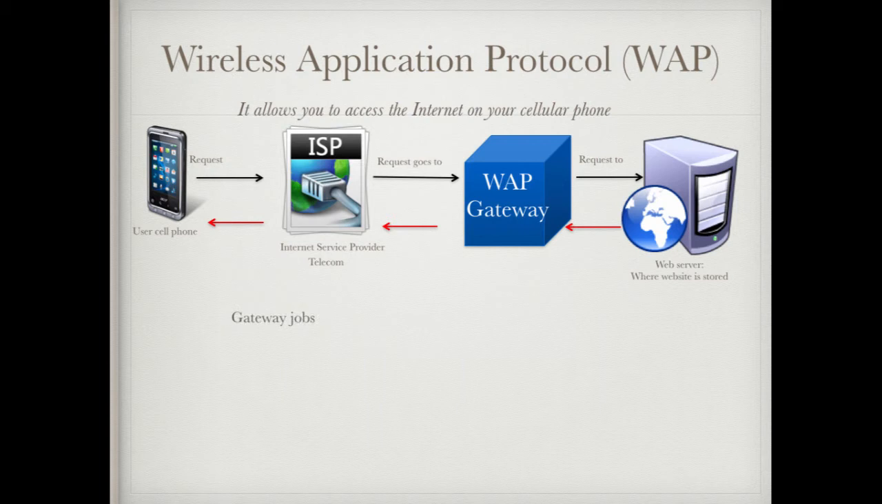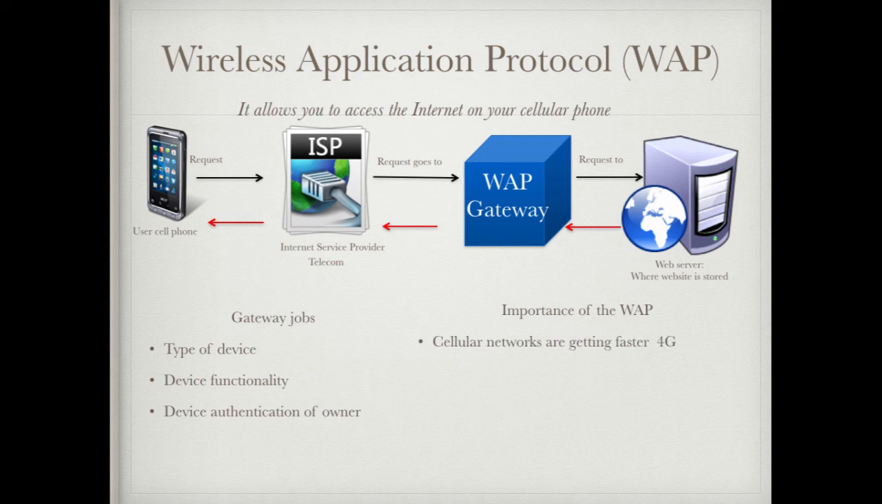Its job is threefold. Firstly, to see what device is being used. This is important as the website needs to be perfectly presented depending on the size of the screen. Secondly, what type of functionality does the phone have? This will decide how the mobile device can use the websites. Finally, can the phone authenticate the owner and therefore make purchases through the phone? WAP is becoming increasingly important as networks get faster, devices become more powerful, and websites provide better content.